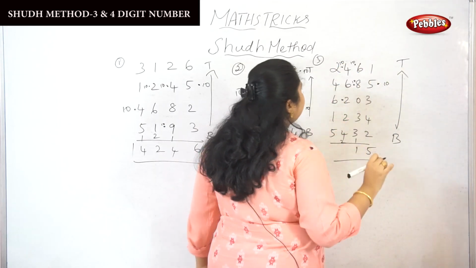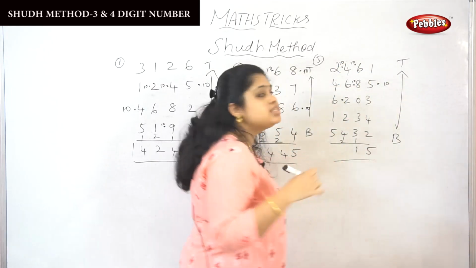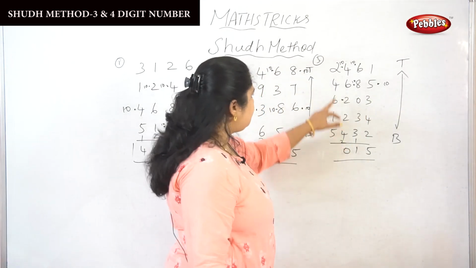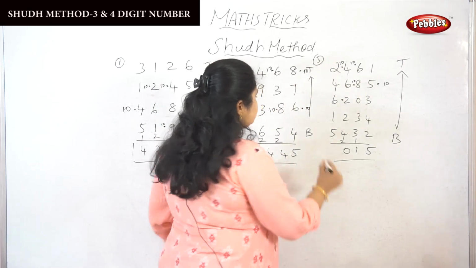So there is no other number, isn't it? So I am putting a 0 here. No number here, so I am just putting a 0 here. So how many 10s have I got? 1 and 2 10s I have got.